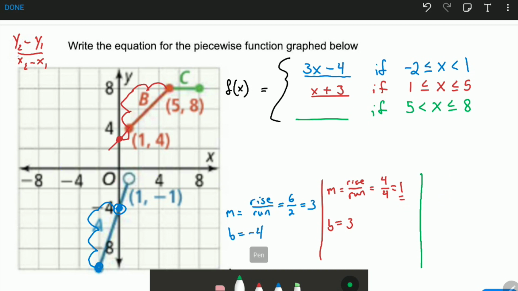And the last piece is a horizontal line, that last piece in green. So a horizontal line's equation is just y equal to a number. So we don't actually need to find slope. The slope would be 0, not rising at all. So we just need to figure out what that number is. And if you extend that segment, you would see that it is y equal to 8. Which means this last piece is just the number 8. And there we have it, the piecewise function for this graph.